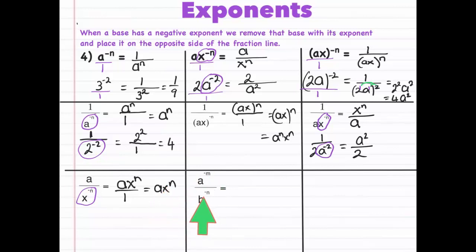Now, how about this example? A to the power of negative m. So this has got a negative exponent, and this one has a negative exponent. So the a needs to go to the bottom, and the m becomes positive. The b needs to go to the top. So let's write that at the top, and the n becomes a positive one. So look, it's just simply this one goes to the top, that one goes to the bottom, and the exponents become positive.